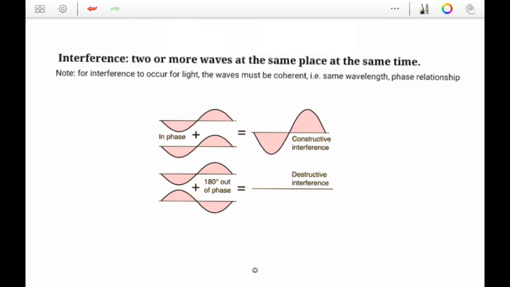In order for interference to happen with light, the waves that are interfering with each other must be coherent. That means they have the same wavelength and the same phase relationship. By phase relationship, we're talking about where the waves crest and where they trough. What's also important to note is that these waves must be one color. They must be monochromatic in order for interference to occur because they have to have the same wavelength. And we know that if there's more than one color involved, then these colors must have different wavelengths.